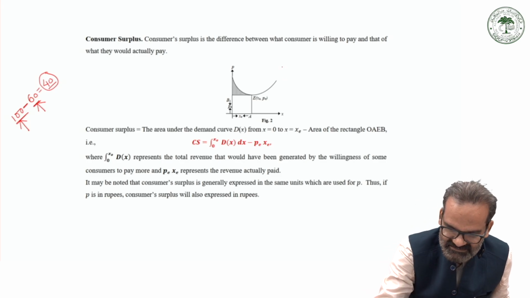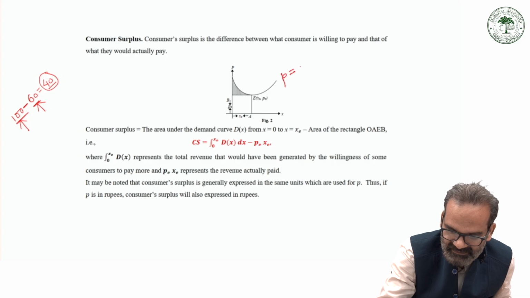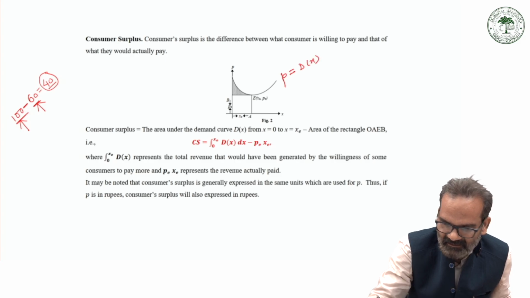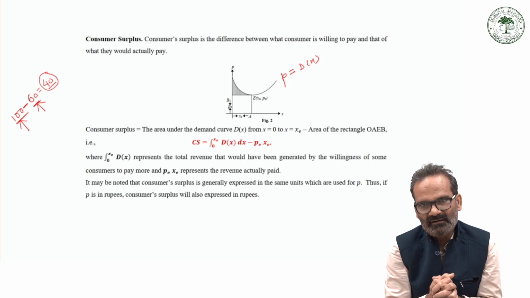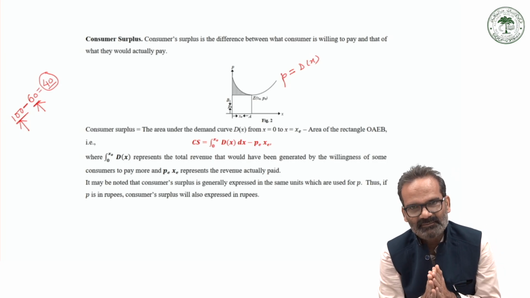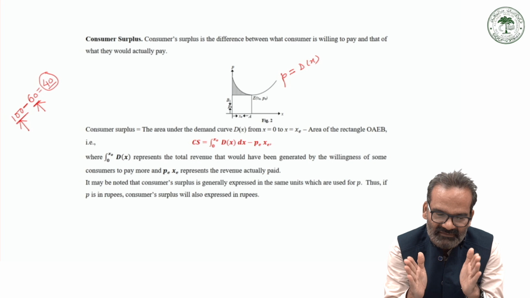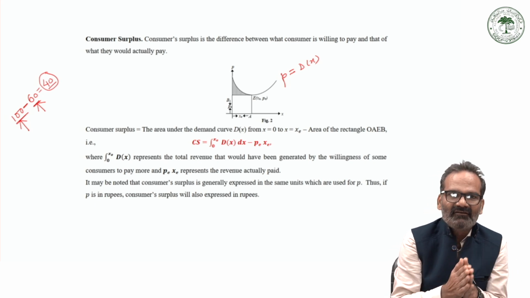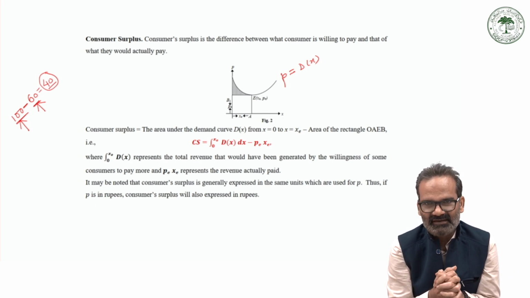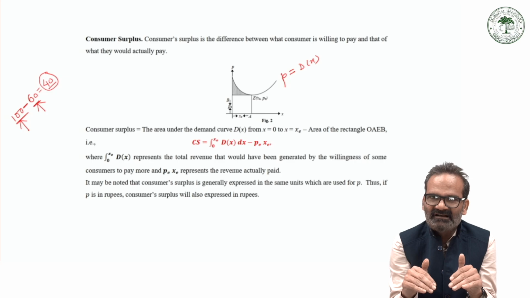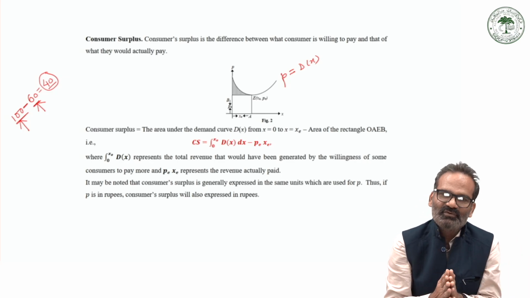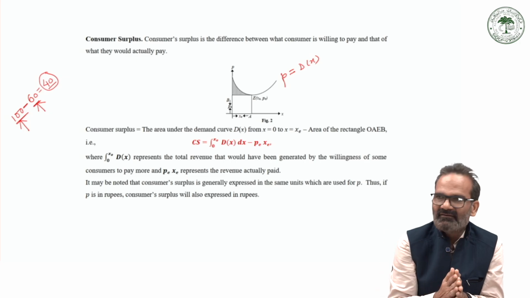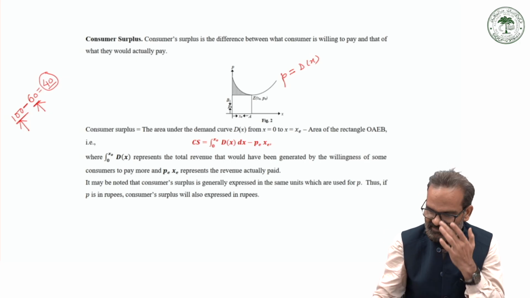Now, you can interpret this concept with the help of an example. Look at this. This is our demand curve, P equals dx. Let me explain one more thing. We have discussed two curves, demand and supply. The consumer surplus is governed with the help of the demand function. And the next topic, producer surplus, will be governed with the help of the supply function.